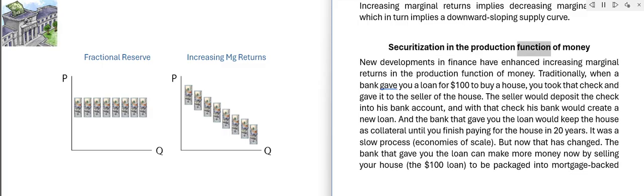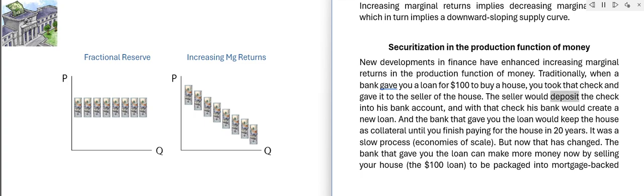Securitization in the production function of money. New developments in finance have enhanced increasing marginal returns in the production function of money. Traditionally, when a bank gave you a loan for $100 to buy a house, you took that check and gave it to the seller of the house.